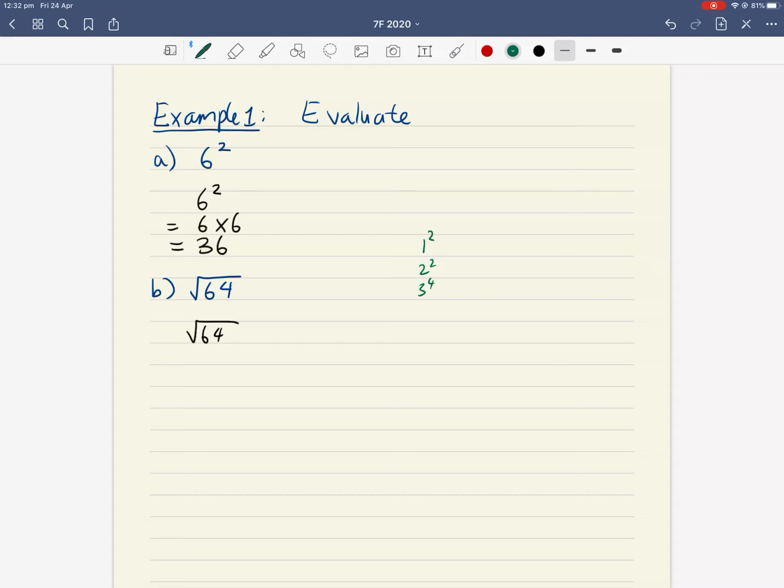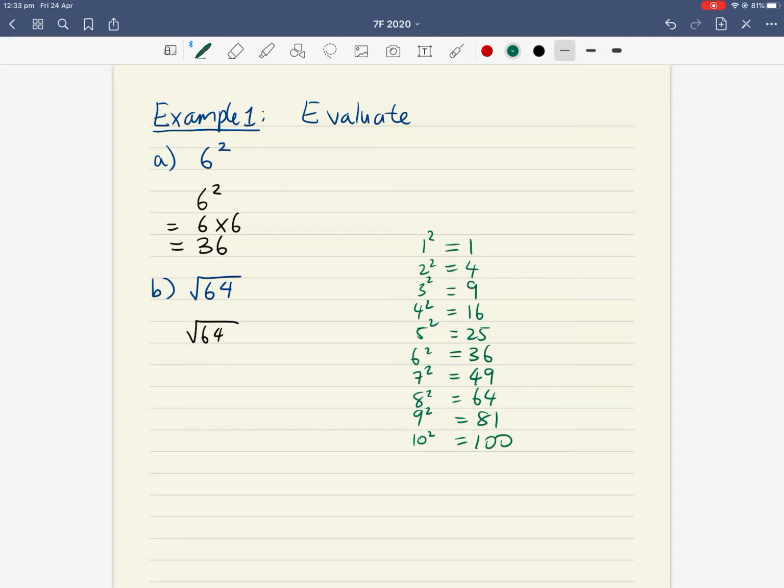So 1 squared, 2 squared, 3 squared, 4 squared, 5 squared, 6 squared, 7 squared, 8 squared, 9 squared, 10 squared, etc. So you can help yourself. So 1 squared is 1, 2 squared is 4, 3 times 3 is 9, 4 times 4 is 16, 5 times 5 is 25, 6 squared is 36, 7 squared is 49, 8 squared is 64, 9 squared is 81, 10 squared is 100, etc.